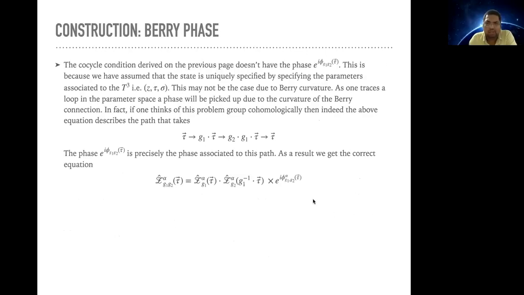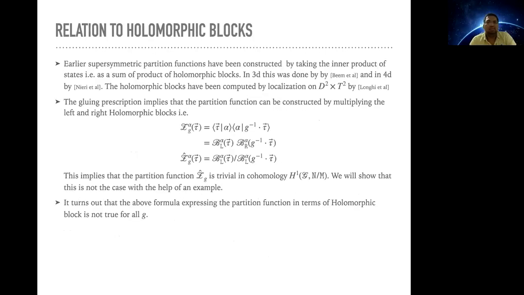Okay. So now, fine. You get the relation that was promised. Now let's go back to the holomorphic blocks for a bit. These holomorphic blocks are the wave functions that I talked about. So this ZG, if you think in terms of holomorphic blocks, is simply the product of the left block with the right block, like so. If you compute this for the normalized partition function, you simply get the ratio of this B divided by B with a different parameter, G inverse.